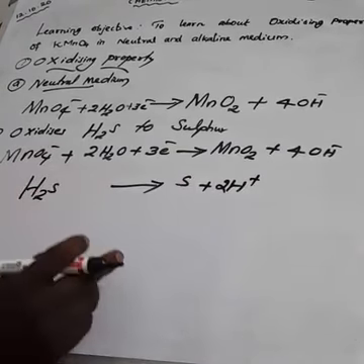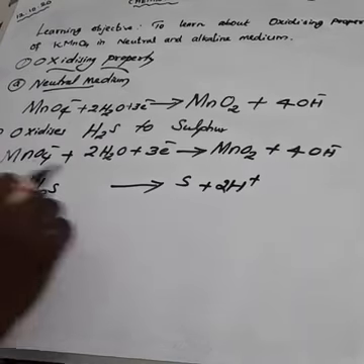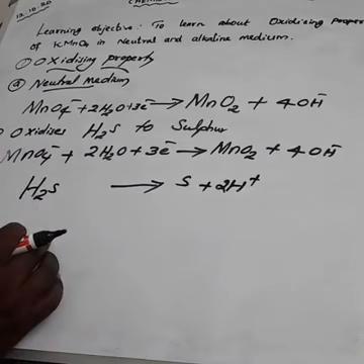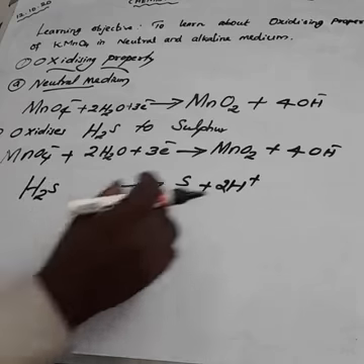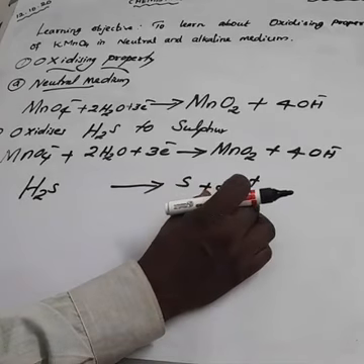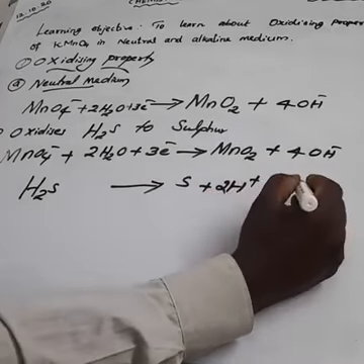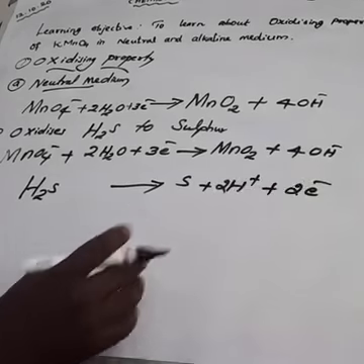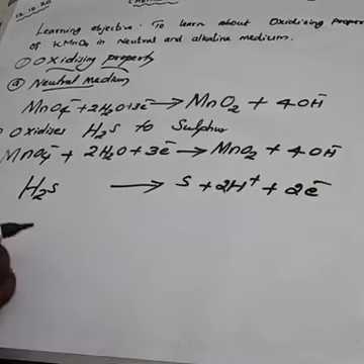Next, the third step is to balance the charge. How can you balance the charge? Here we have 2H plus, so you should add 2 electrons. Next, you should equate the two equations.